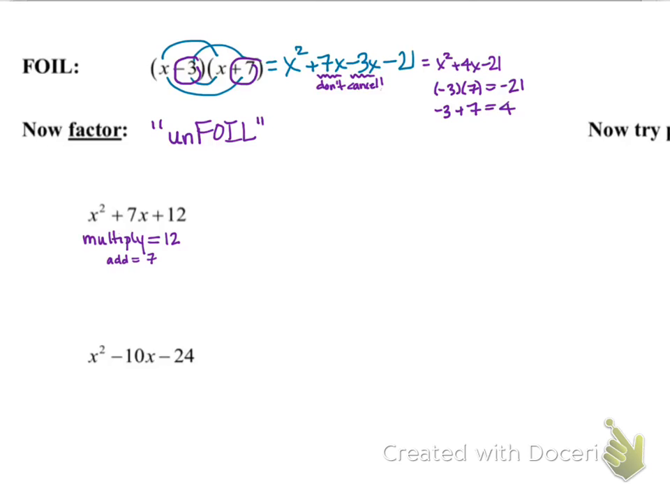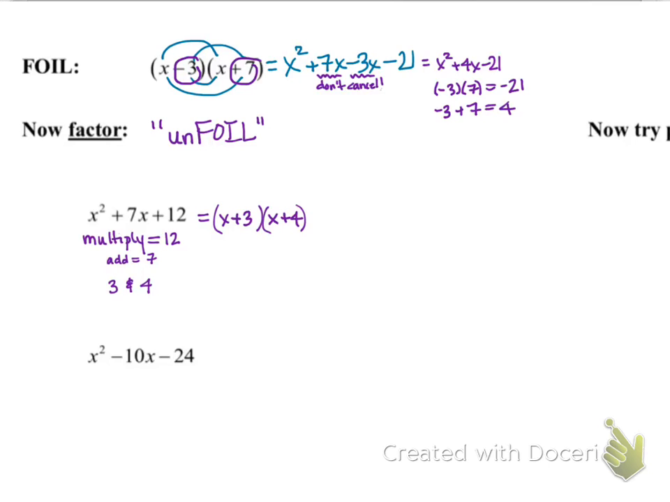And if you haven't guessed it already, that's going to be the numbers 3 and 4. 3 times 4 is 12. 3 plus 4 is 7. So I'm going to unfoil this, give myself two sets of parentheses, put an x and an x in the first spots, and then put my plus 3 and plus 4 in those second two spots. So that is the unfoiling of that expression.